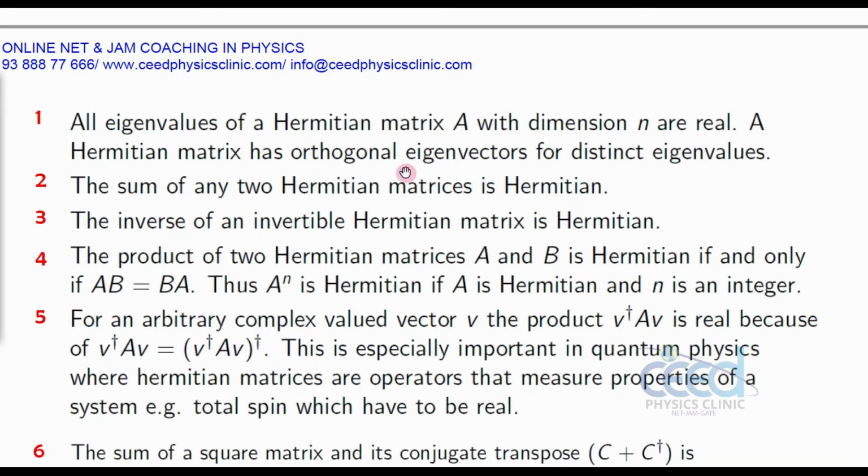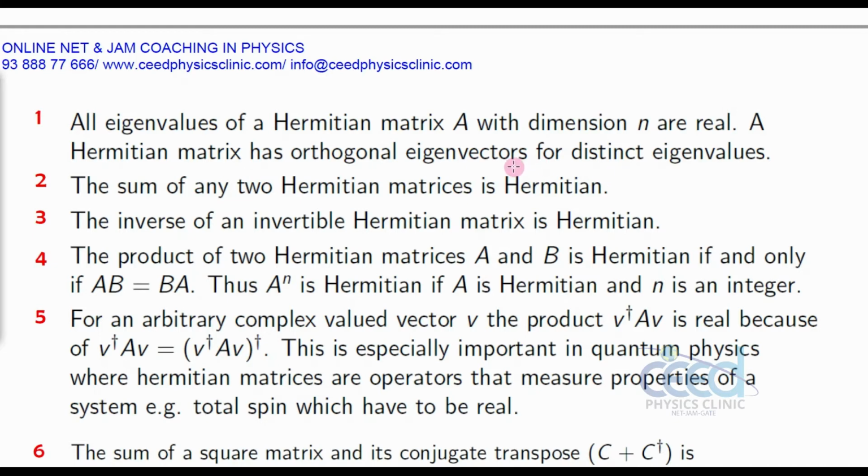Eigenvalues and eigenvectors we are going to discuss later, though you already know what eigenvalues and eigenvectors are. Using this we can define this property. If you find the eigenvalues of a Hermitian matrix, they will be real numbers, not complex. The other property is that if you find the eigenvectors and take the dot product of such eigenvectors, it will be 0. That means the eigenvectors of a Hermitian matrix are orthogonal.